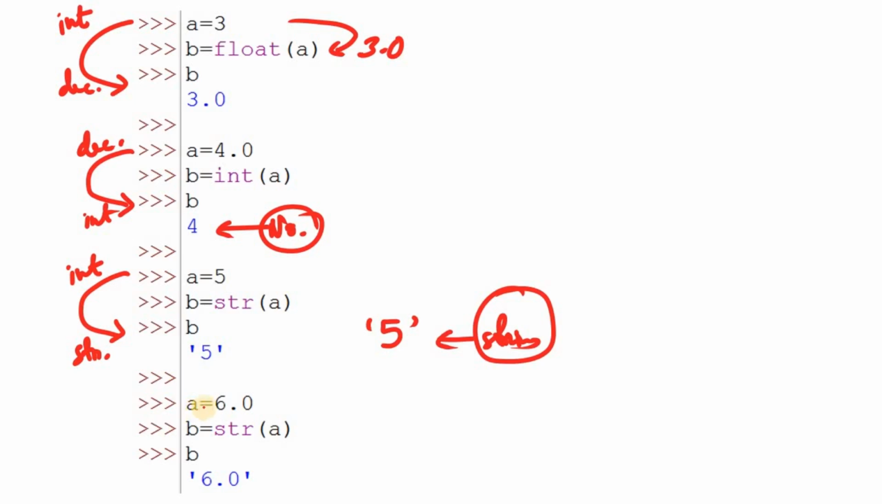And finally here also a = 6.0, which is decimal, and again I am using the str command. So here the conversion is from decimal to string. Okay, see, within single quotes. So we have seen the examples of these commands over here. What were the commands? First is float, next int, and then str. So 3 important commands we have learned.